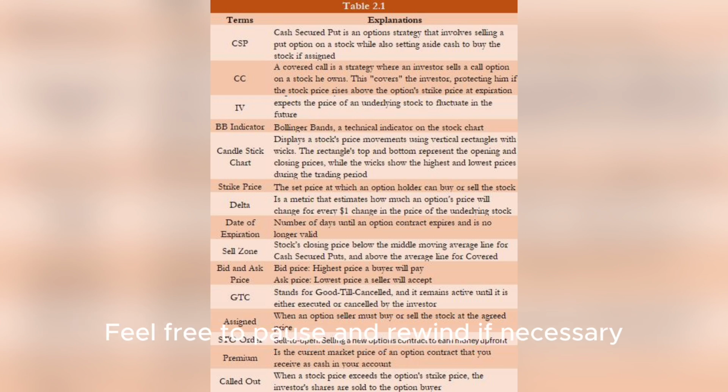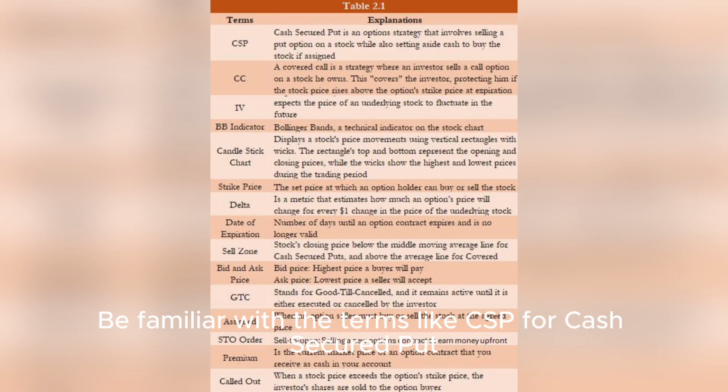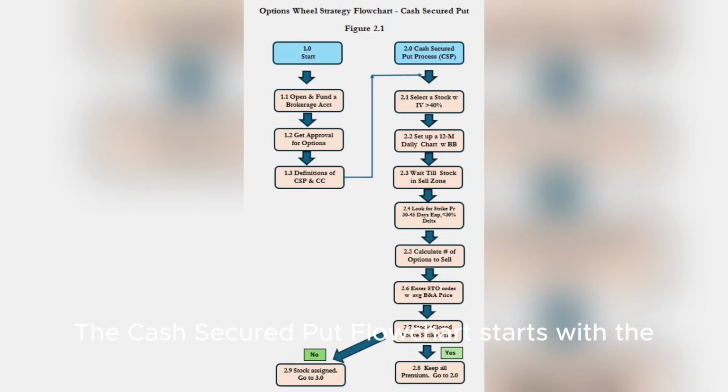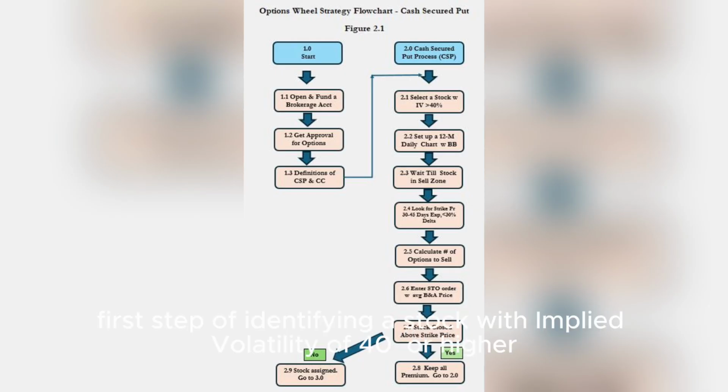Be familiar with the terms like CSP for cash secured put, IV for implied volatility, candlestick chart, Bollinger Band indicators, etc. The cash secured put flowchart starts with the first step of identifying a stock with implied volatility of 40% or higher, then using a 12-month daily chart set up with a Bollinger Band indicator. The primary goal of a cash secured put is to generate cash.